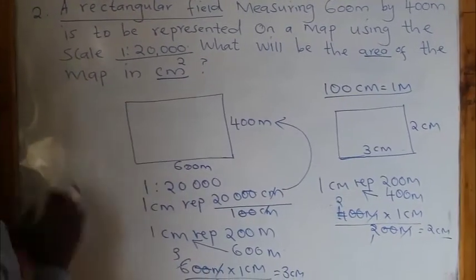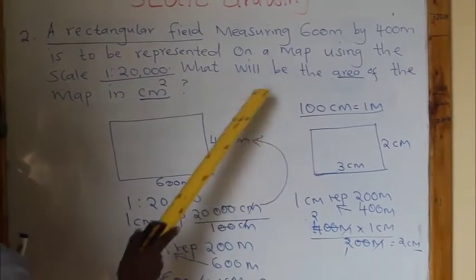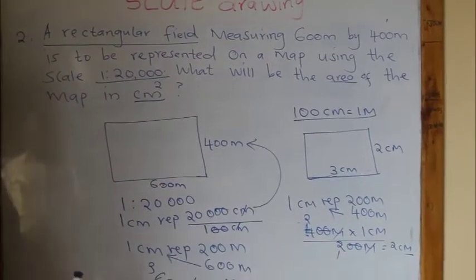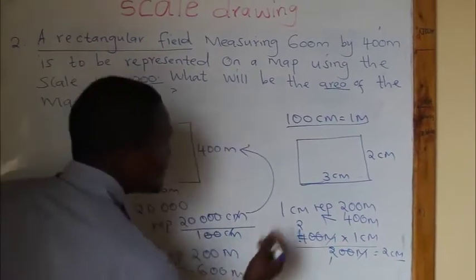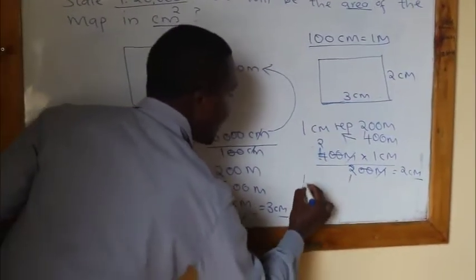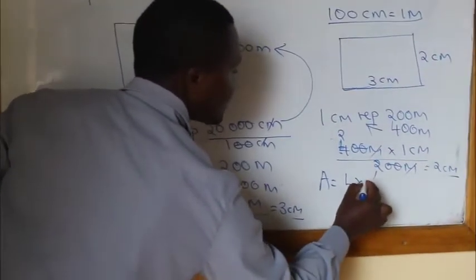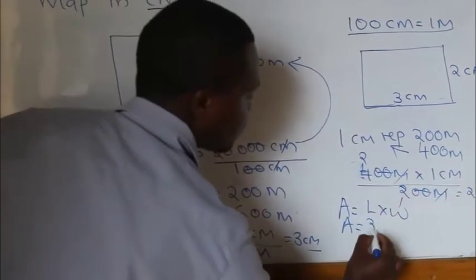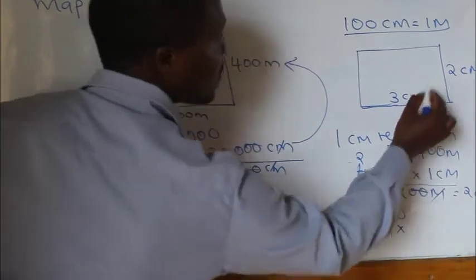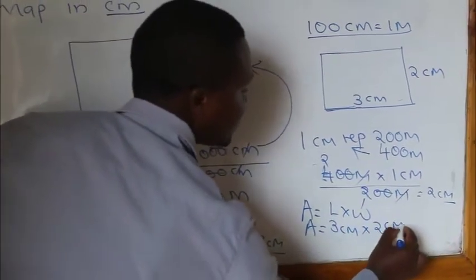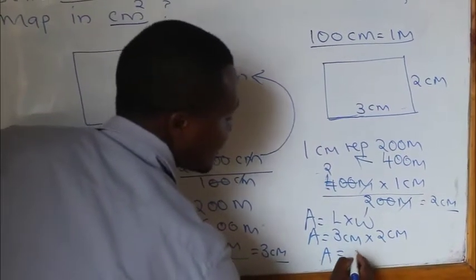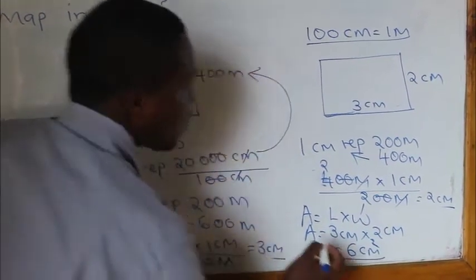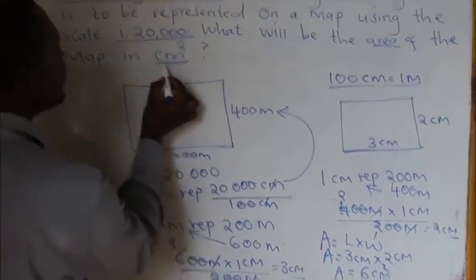So let's visit our question. What will be the area of the map? And the map is a rectangle. Because it's a rectangle, area of a rectangle is length times width. So area is going to be, what is the length? 3 centimeters times, what is the width? 2 centimeters. So area is going to be 6 centimeters square. And this is what the question was demanding. Your map in centimeters square.